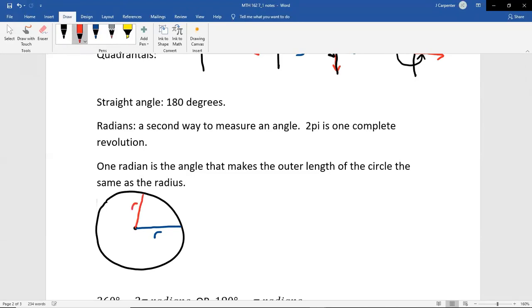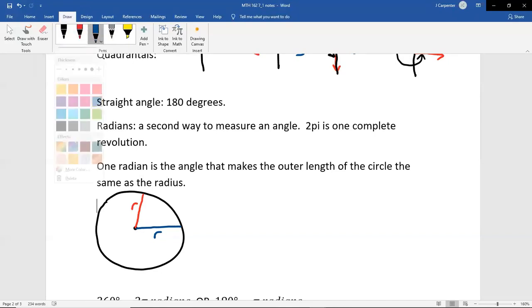Now, if that's the radius, this has to be the radius because the distance from the center to the edge of a circle is always the same distance, the radius. So this distance is the radius, so this distance is also the radius. And the idea is that 1 radian, so radian kind of sounds like the word radius, right? I bet there's a reason for that. It's the angle that is formed that makes the outer length of the circle.